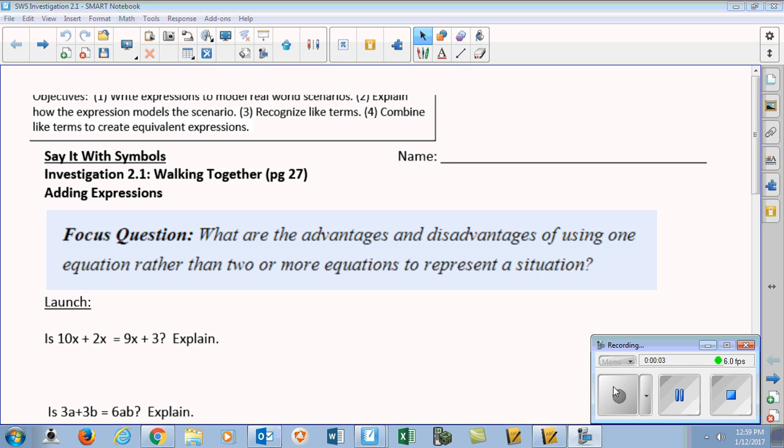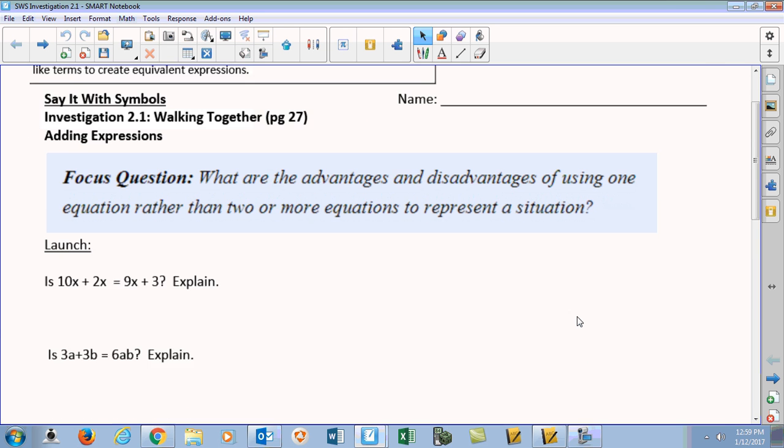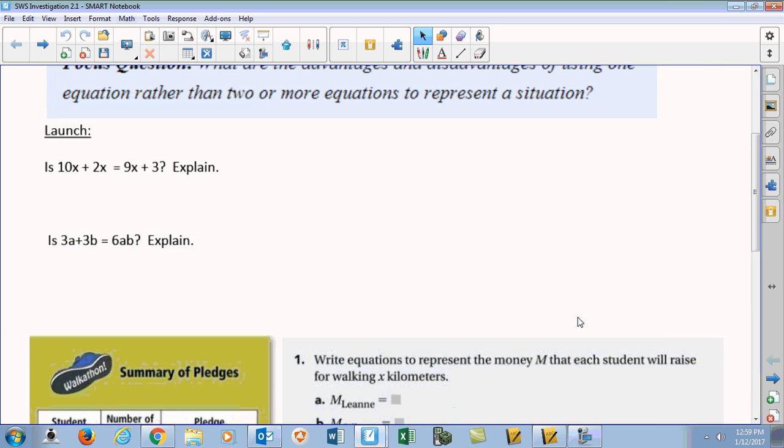All right, in 2.1, we focus on the advantages and disadvantages of using one equation rather than two or more equations to represent a given situation. So in the very beginning here, we're going to talk about these two questions. Is 10x plus 2x equal to 9x plus 3? And is 3a plus 3b equal to 6ab?